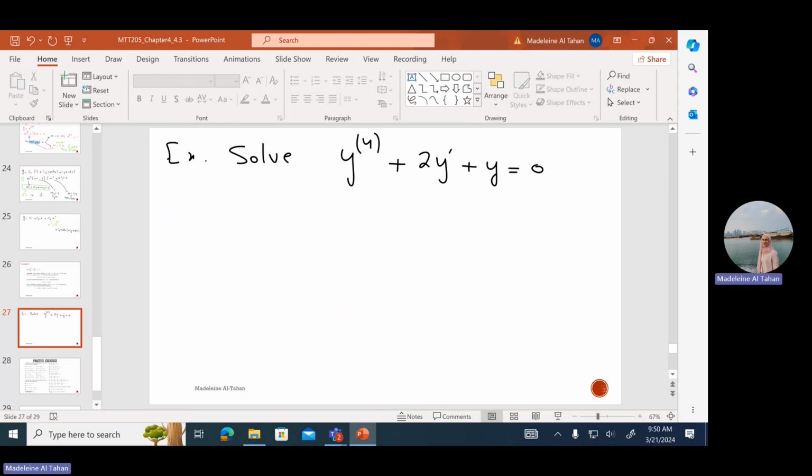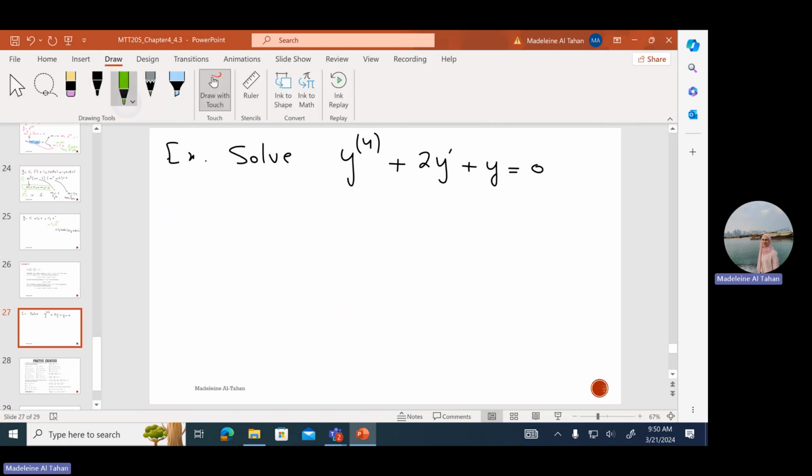So what's the auxiliary equation? After we put y equal e^mx, it is M4 plus 2M squared plus 1 equals 0. The calculator doesn't solve for this order, so we have to check if we are able to factorize it. Are we able to factorize it?